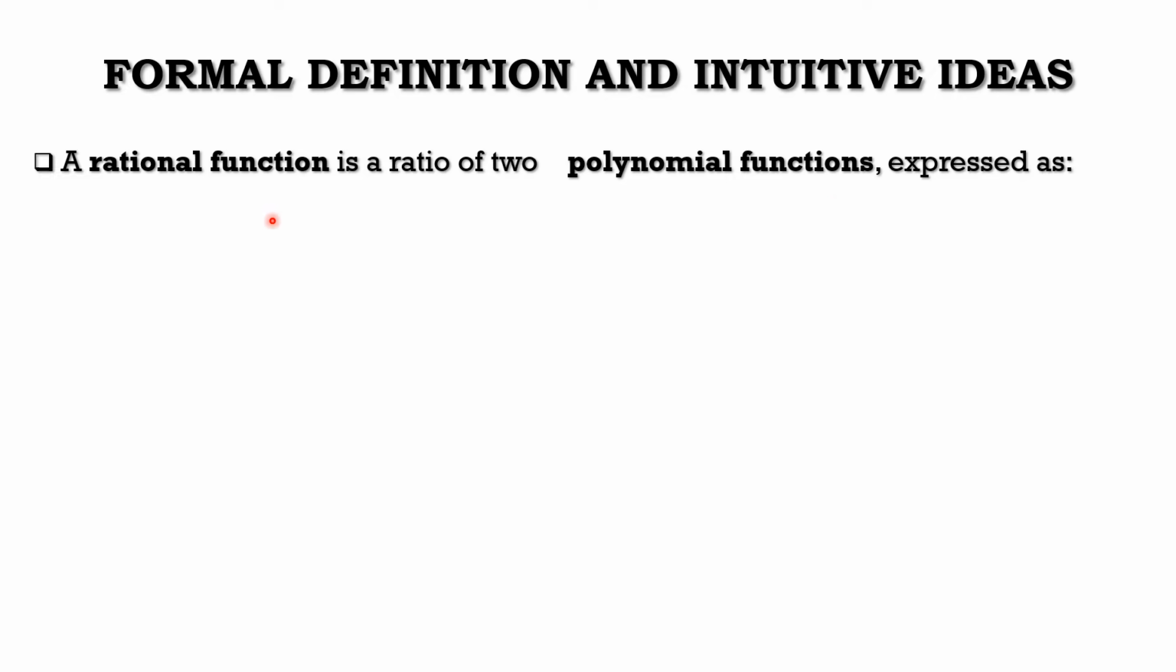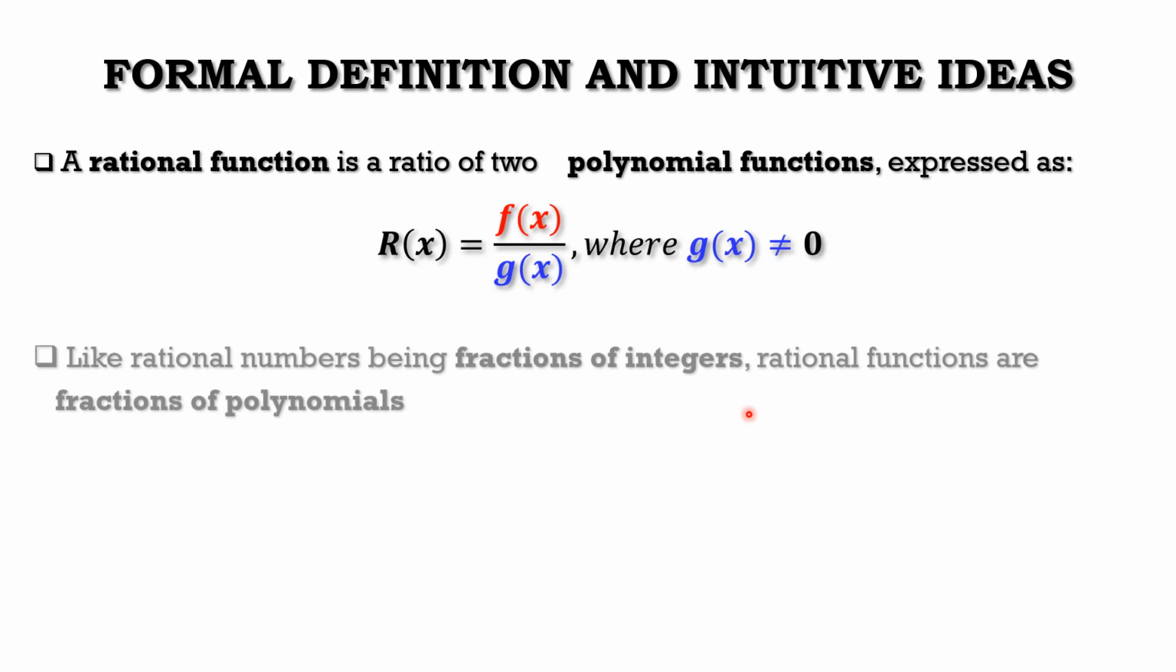So we have a rational function is a ratio of two polynomial functions expressed as r of x, that is a rational function in terms of x, is equal to f of x divided by g of x, where g of x is not equal to 0. The moment g of x becomes equal to 0, the whole function becomes error, that is undefined.